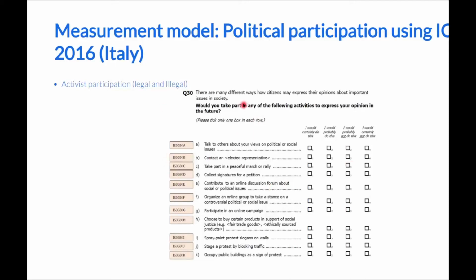And unconventional or illegal activism, I will measure using these 3: the disposition to spray paint protest slogans on walls, protest by blocking traffic, and occupy public buildings. Using the Italian sample.